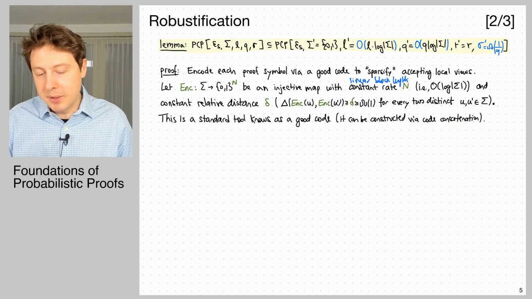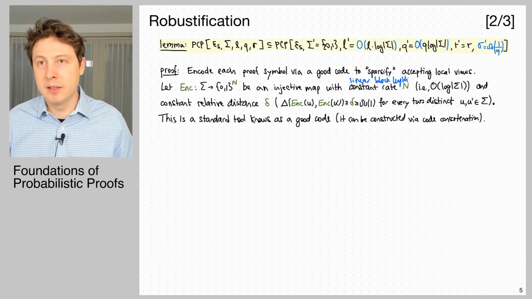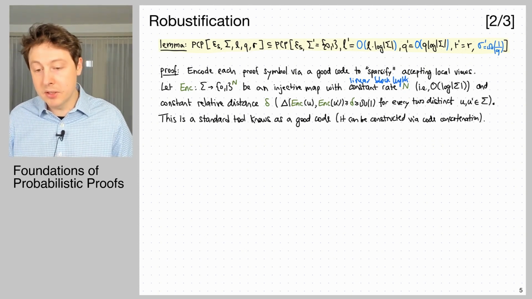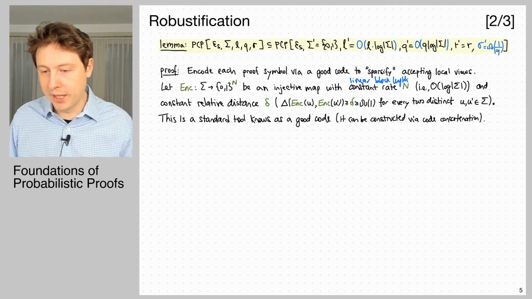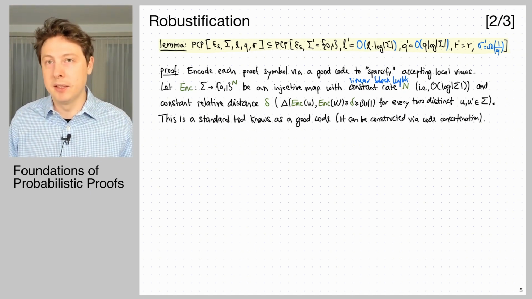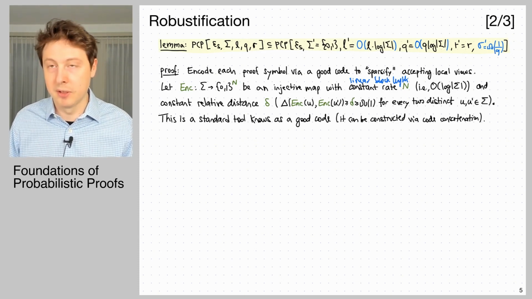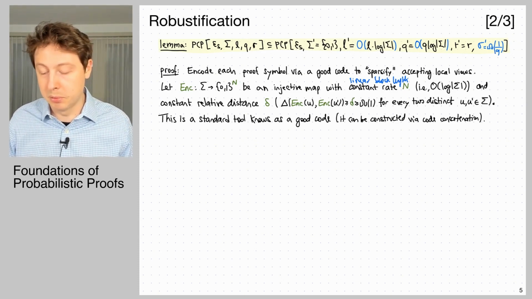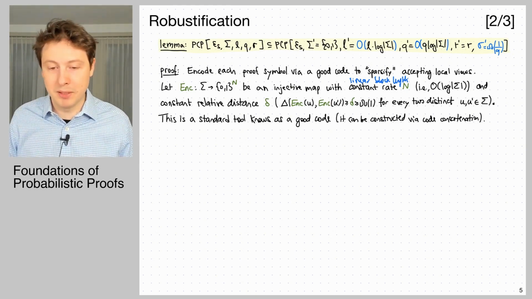All right, and this is basically a standard tool. It's known as a good code because the output is over a binary alphabet, it has constant rate and constant relative distance. It can actually be constructed via code concatenation. If you want to check it out on Wikipedia, the construction is called Justesen codes, and it's pretty simple. It relies on an outer Reed-Solomon code and an inner brute force code, and it's pretty similar to proof composition, as I mentioned in the past. So we're just going to take it as a given because there are plenty of these things to go by.